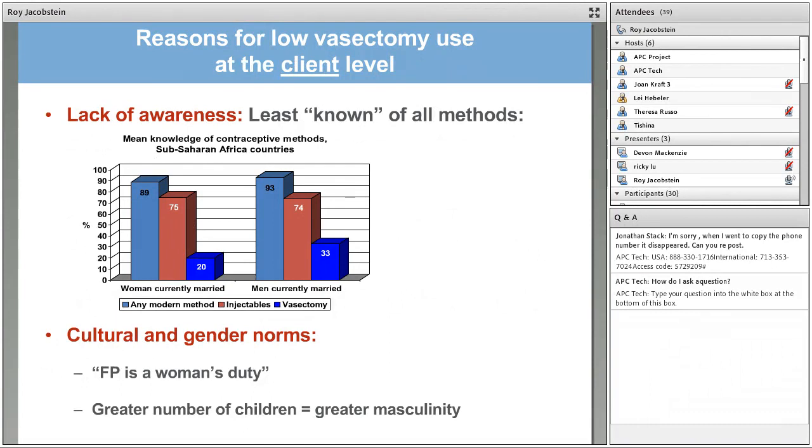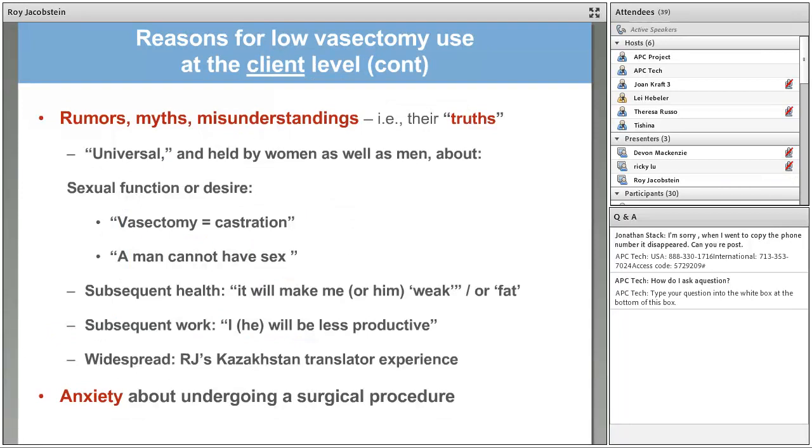So what we just looked at was why vasectomy use is low at the program level. Here are some aspects from the client perspective. As we saw, it's the least known of all methods, and known in DHS parlance means people are aware of it, not that they have accurate knowledge. There are the cultural and gender norms that I alluded to, where it's thought that family planning is a woman's duty, and that the more children you have, the more masculine you are. There are many rumors and myths and misunderstandings about vasectomy, but these are those people's truths, and these are universal. This happens in all countries, where in some countries their language does not even have a word for vasectomy, and castration is the same word.